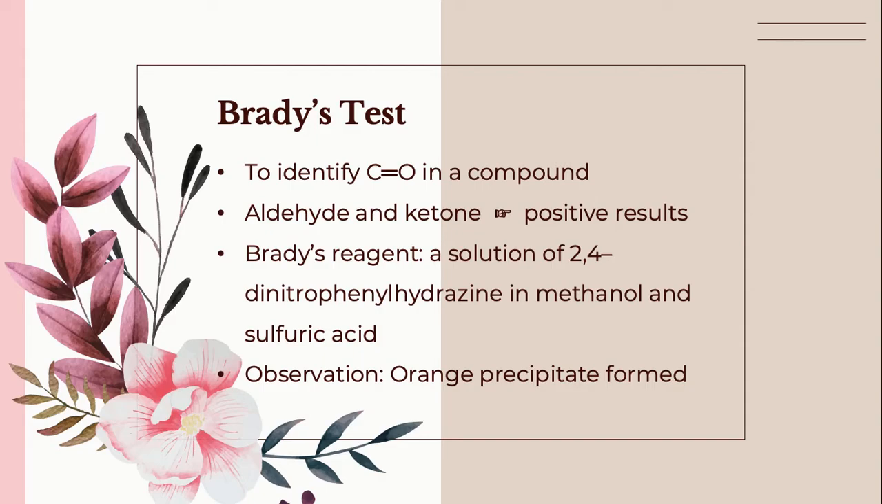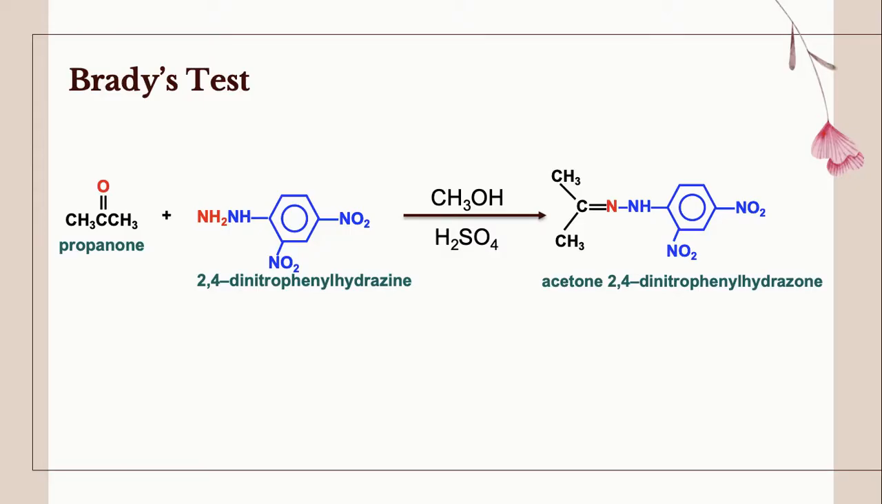2,4-dinitrophenylhydrazine in methanol and sulfuric acid. If there are aldehydes or ketones in the solution, an orange precipitate will be formed. In Brady's test, the O from the ketone and the H2 from NH2 will be removed, and the carbon of the C=O will attach to the end of the NH2 to become acetone 2,4-dinitrophenylhydrazone.